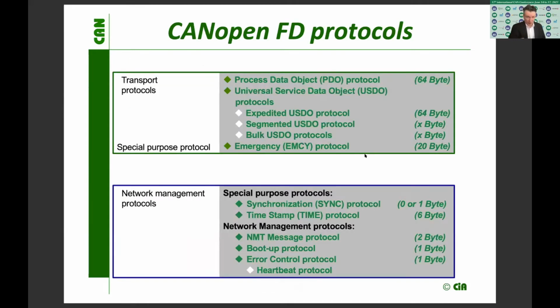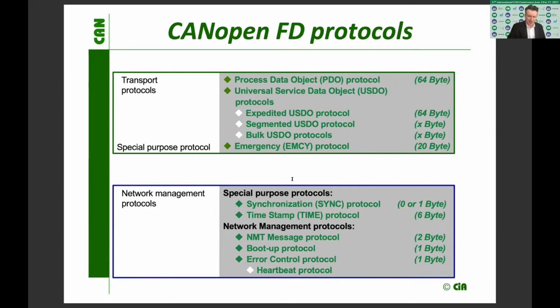There are CANopen FD protocols, which are similar to CANopen protocols, or classic CANopen protocols. There's nothing changed in the number or type of the protocols. We have point-to-point connection, we have process data object, we have universal service data object as a point-to-point connection, and so on. Emergency, some network management. Classic CANopen offers network management, and the same does CANopen FD. There are some certain limitations, a reduction of the number of certain protocols in there.